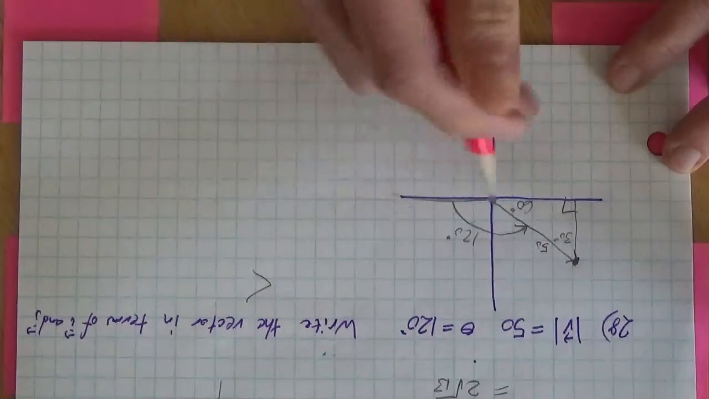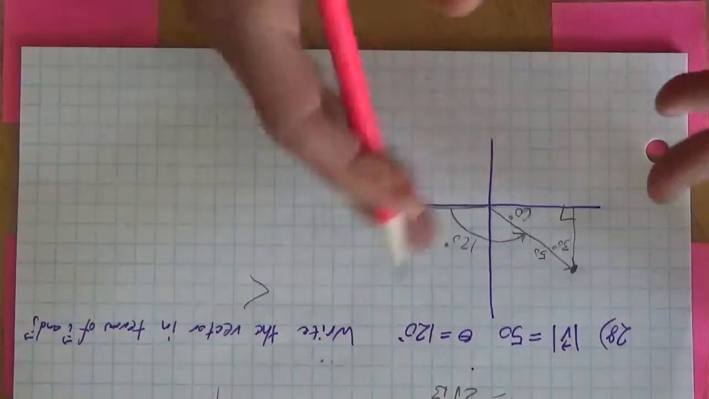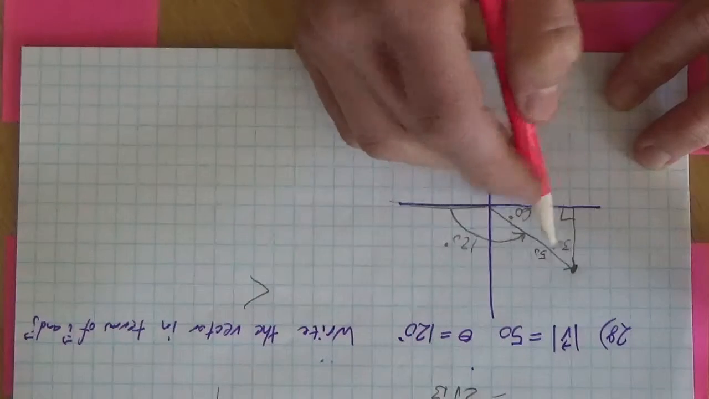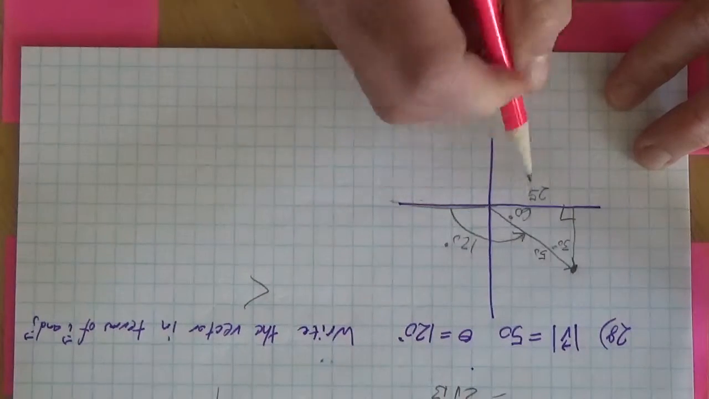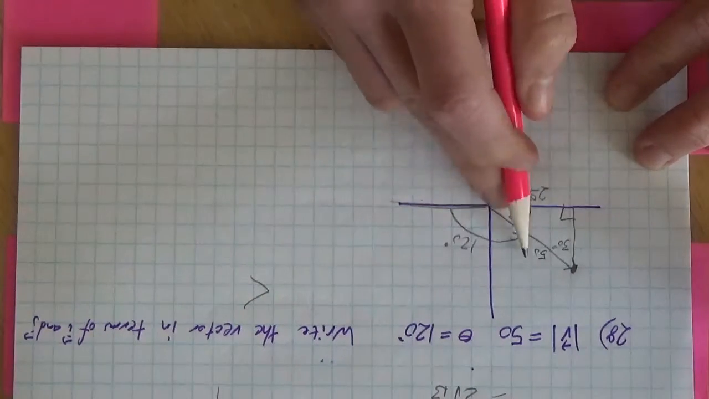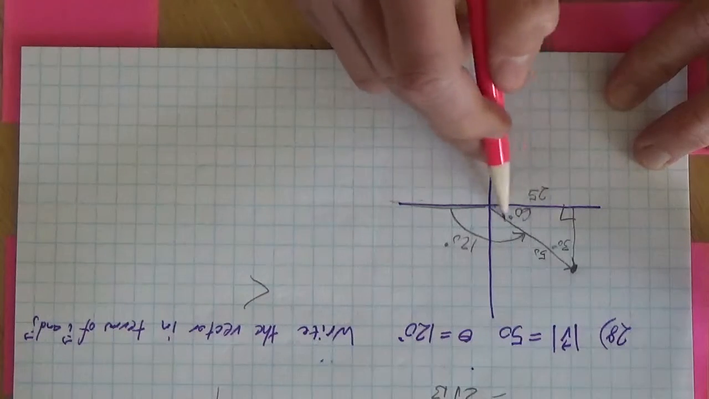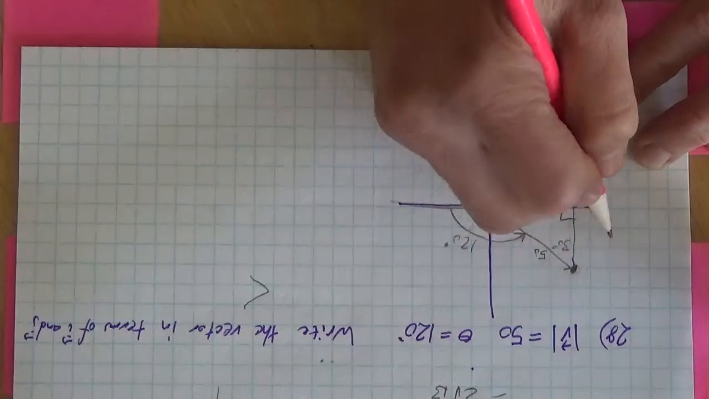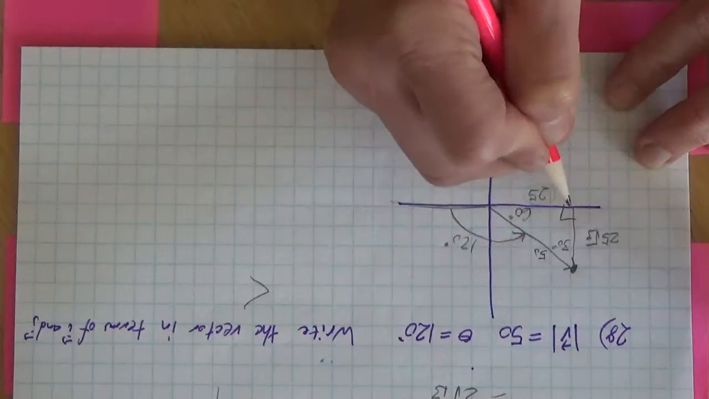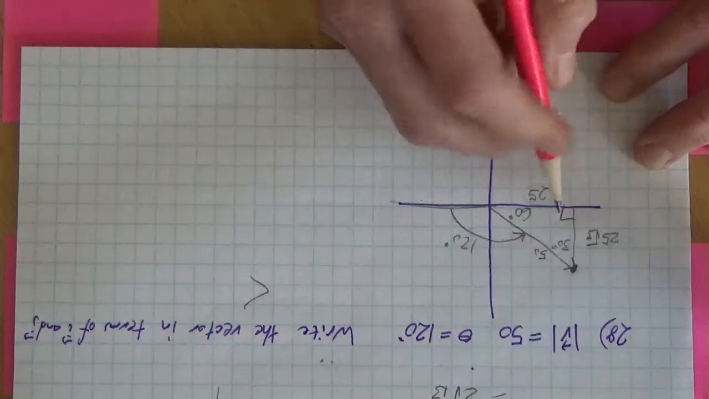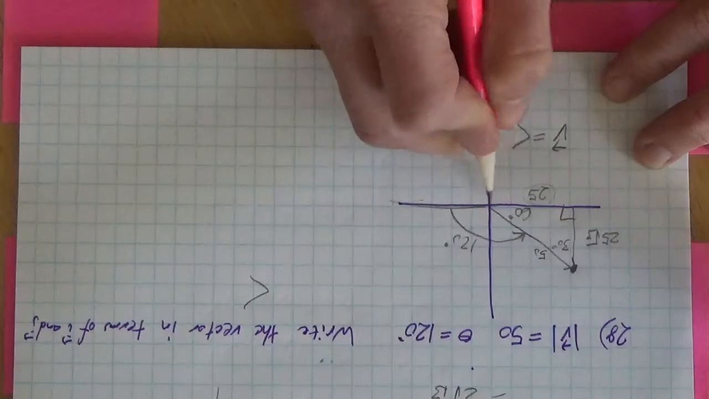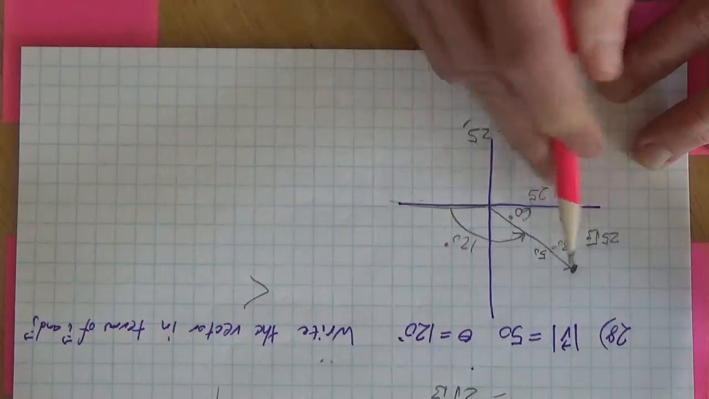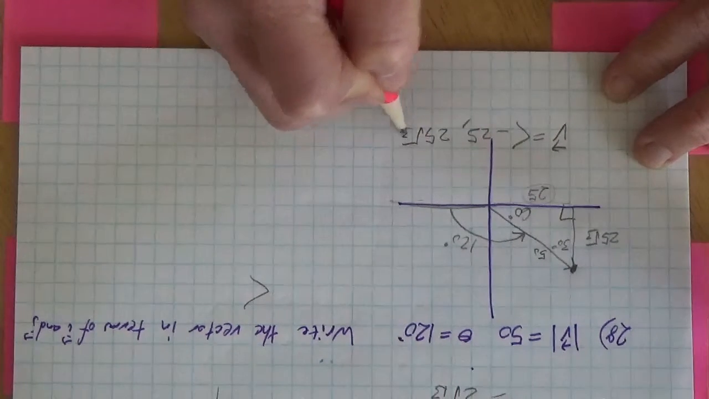Oh, they rigged it. So I have a video on 30, 60, 90 triangles. If I know the hypotenuse is 50, I know the shorter leg, the one across from the 30, is half of that, and I know that the longer leg, the one across from the 60, is the shorter leg times root 3. So now I can tell that that vector is going to point to the point. It went negative 25 to the left, and it went 25 root 3 up.